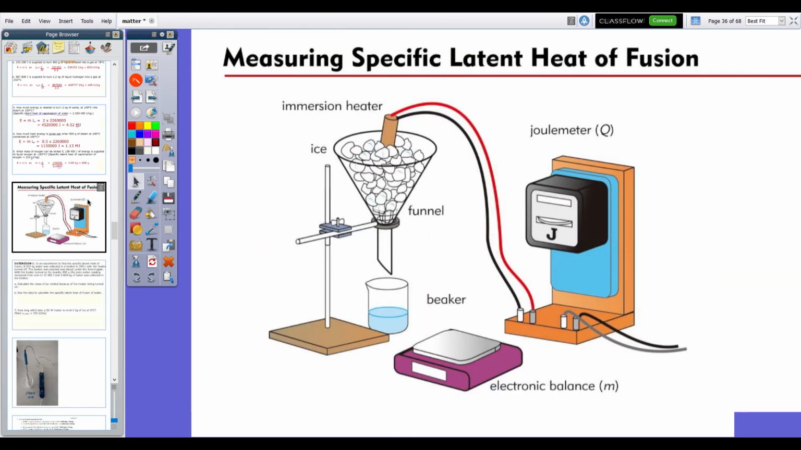Okay, let's have a look at this question. Measuring specific latent heat of fusion. So, what is going on here? Well, we can see ice in a funnel. And in effect, we can think of the heat energy from the atmosphere, let's try and draw it in, going in. That's heat, isn't it? That's heat from the atmosphere going in to melt the ice.